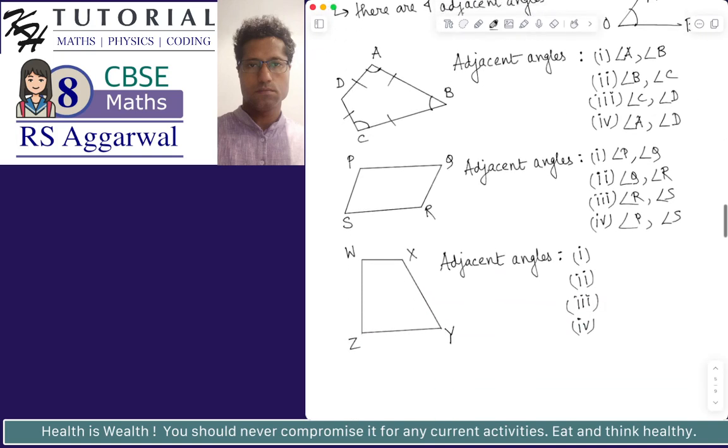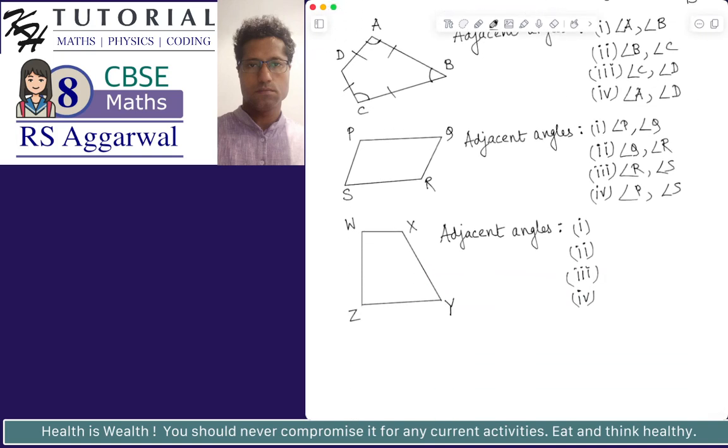For the quadrilateral WXYZ, if I consider the side WX, we get a pair of adjacent angles as angle W and angle X. If I consider the side XY, we get another pair of adjacent angles, that is angle X and angle Y. If I consider the side YZ, we get the pair of adjacent angles, angle Z and angle Y. And if I consider the side WZ, the pair of adjacent angles will be angle W and angle Z.